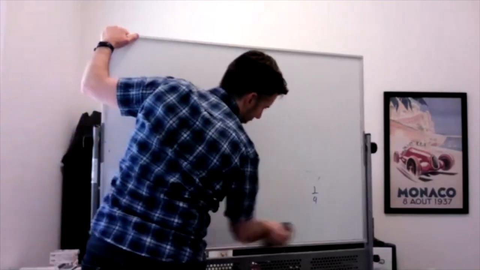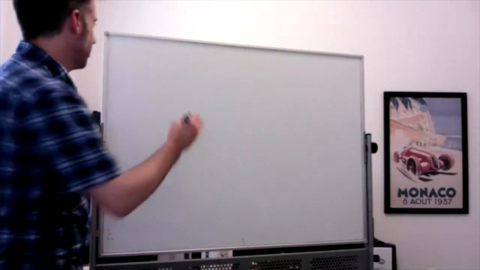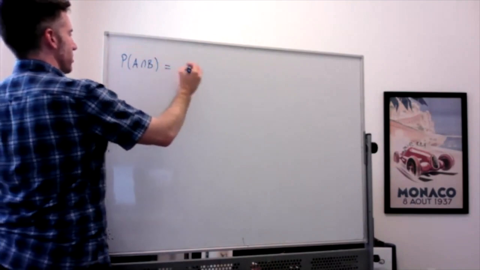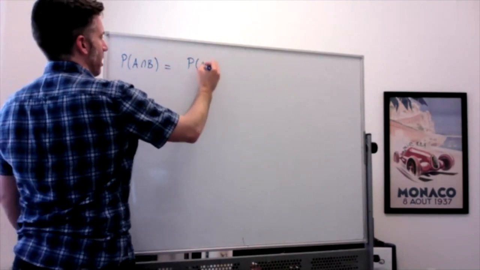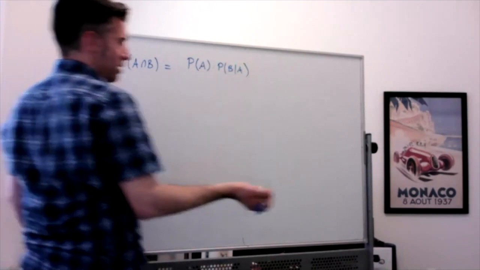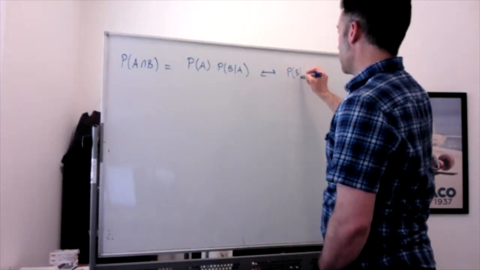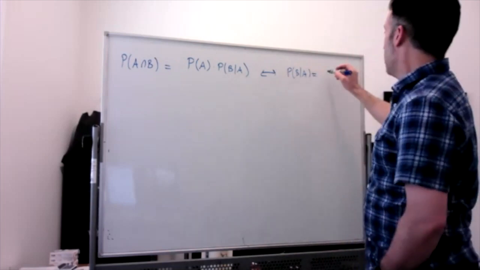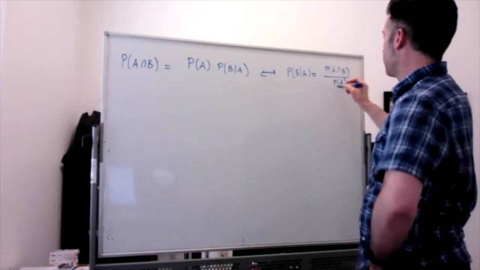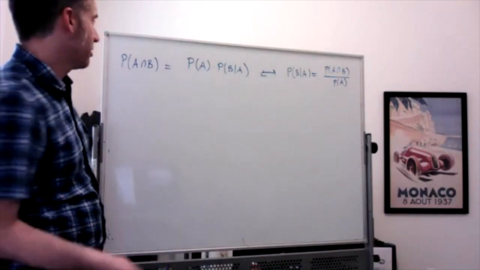So here's what we have so far. Let's back it up a little bit. Here's our formula for A intersect B, where the probability of A intersect B is equal to the probability of A times the probability of B. And then we can also solve for this and say that the probability of B given A is equal to the probability of A intersect B divided by the probability of A. Well, if A and B are independent, right?